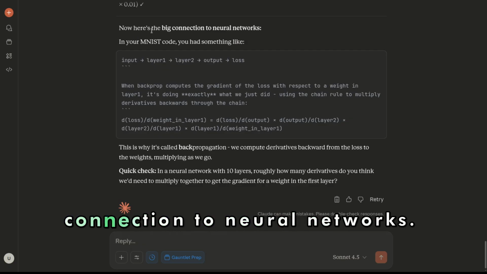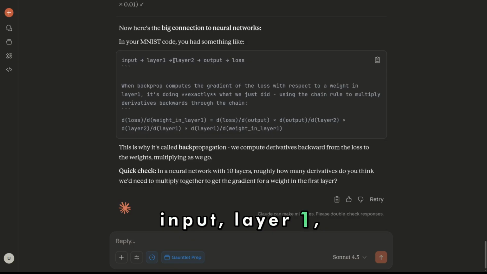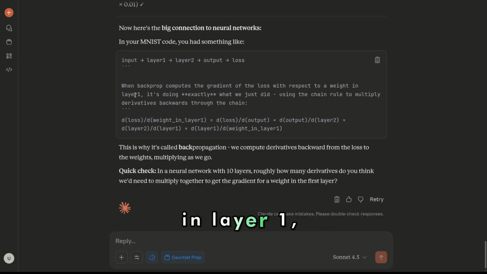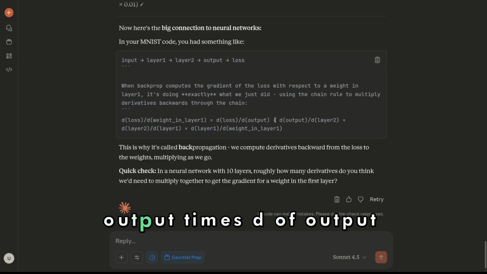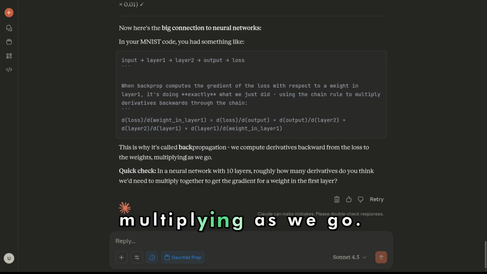Okay. Now here's the big connection in neural networks. In your MNIST code, you had something like input, layer 1, layer 2, output, loss. When backprop computes the gradient of the loss with respect to a weight in layer 1, it's doing exactly what we just did, using the chain rule to multiply derivatives backwards through the chain. D of loss over D of weight in layer 1 equals D of loss over D of output times D of output over D of layer 2. This is why it's called backpropagation. We compute derivatives backwards from the loss to the weights, multiplying as we go.